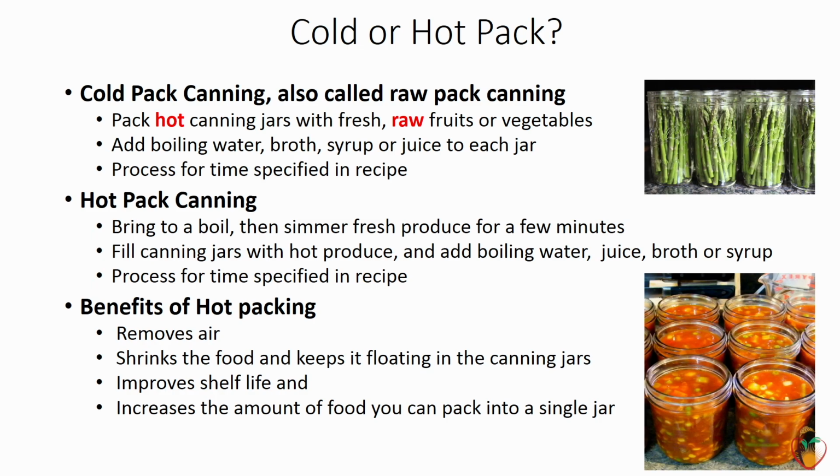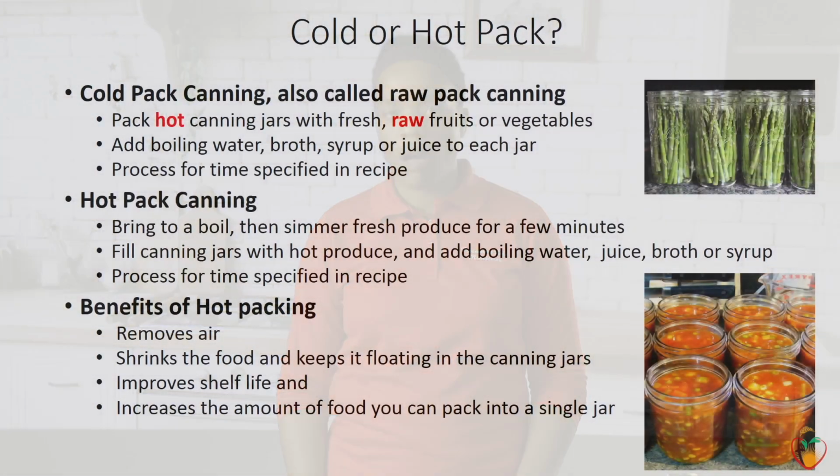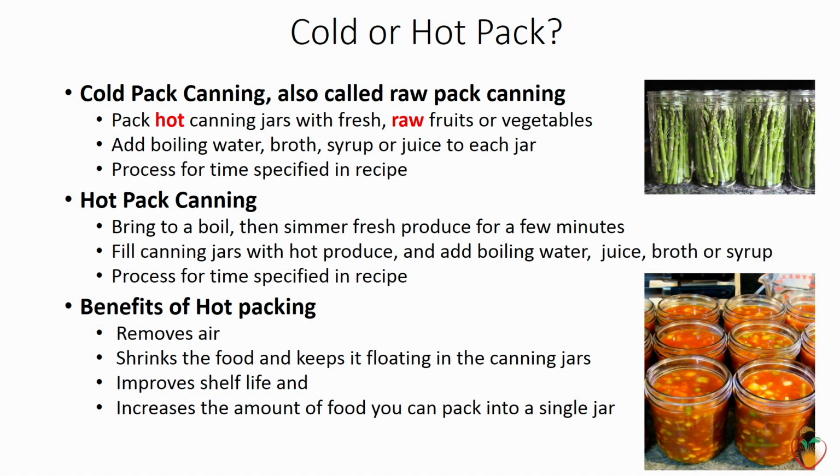Now you may be asking yourself, should I cold pack or hot pack? Cold pack canning is also called raw pack canning. Pack hot canning jars with the fresh raw fruits or vegetables. You add the boiling water, broth, syrup, or juice to each jar and process for the specified time.